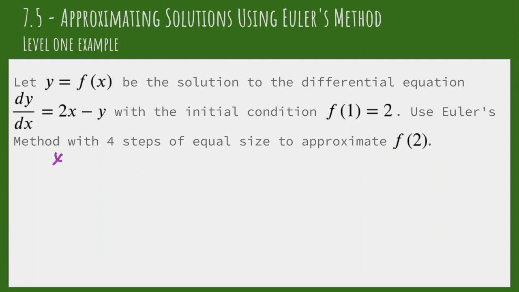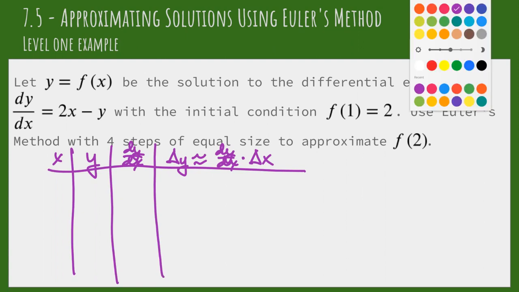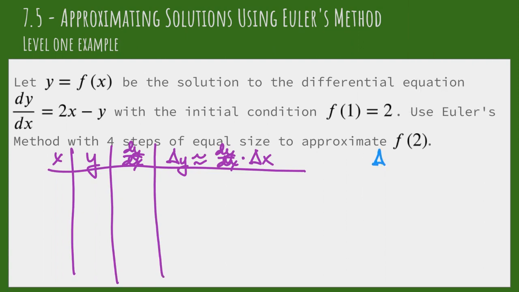So we're still going to have a chart that looks the same. We're going to have x and y values. We're going to have the derivative, and we're going to have a change in y that's approximated by the derivative multiplied by delta x. So first thing I'm going to do here is find delta x. Delta x is going to be b minus a over n, which will give us 1/4.